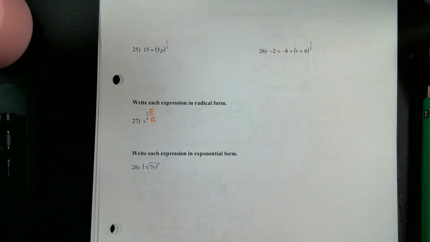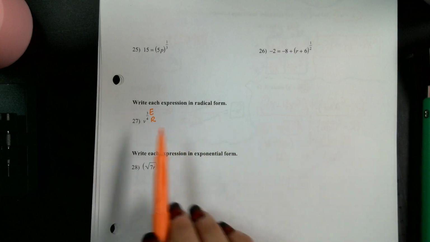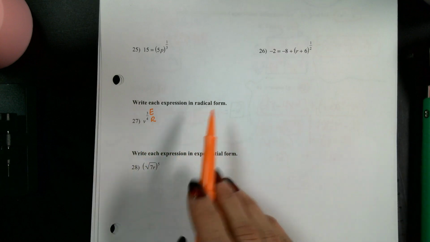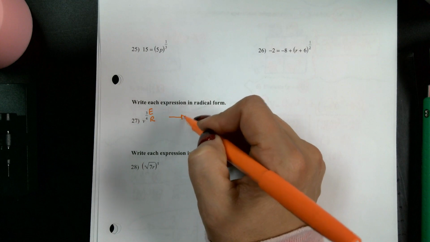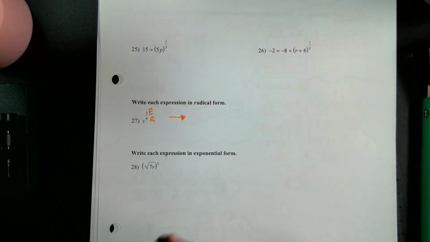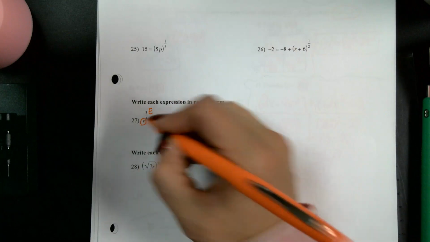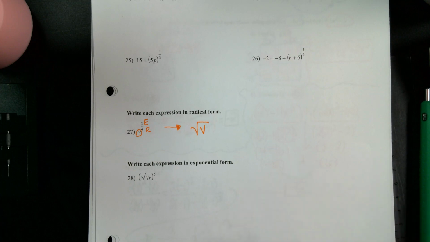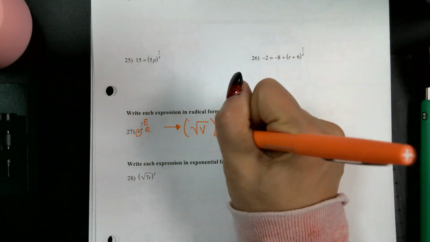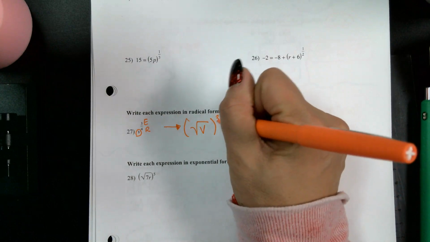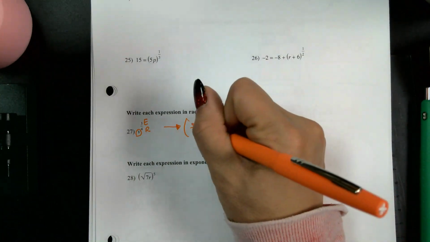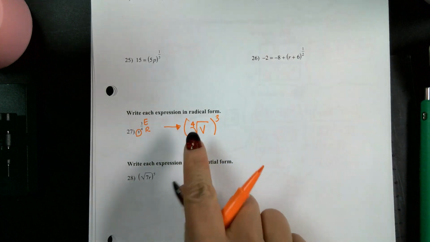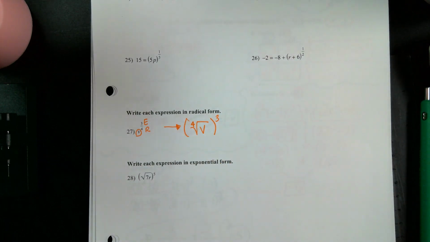Okay, for 27, when you go from exponential form to radical form, that top number represents the exponent and the bottom number represents the root. So whatever my base is, that's what goes in the radical. So the letter V goes in the radical. Outside of those parentheses is your exponent, so the 3. And then the root goes right here. Remember, the root should be in the little dip of your radical symbol. It should not be out front of it. That's all you have to do on that problem.